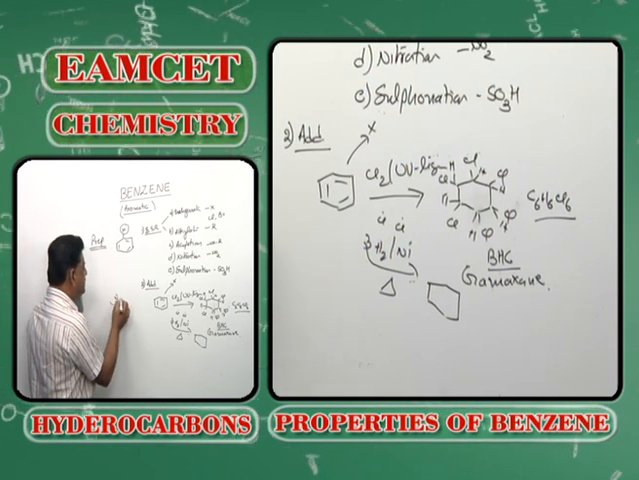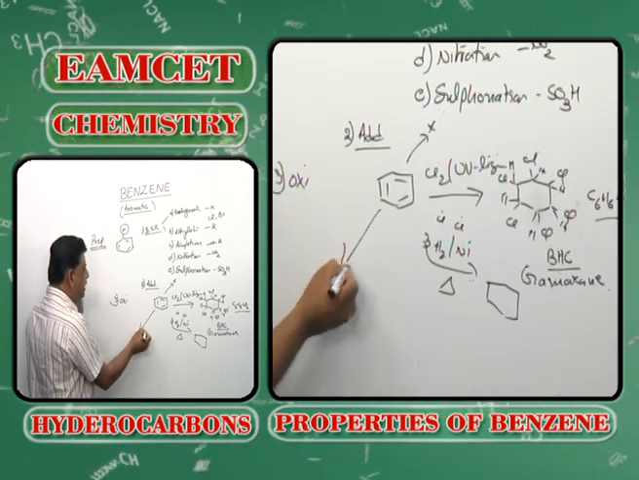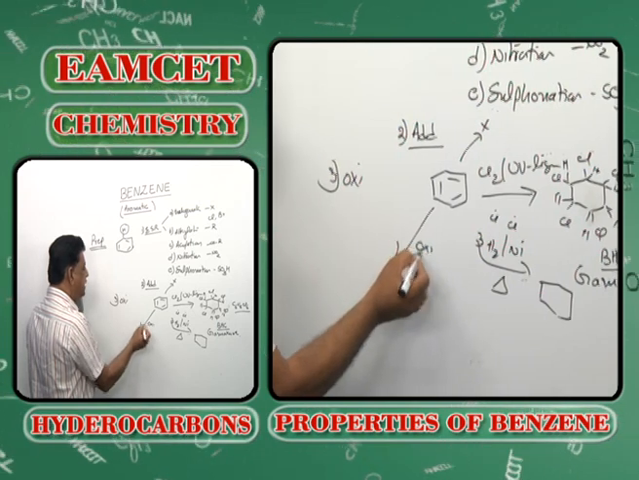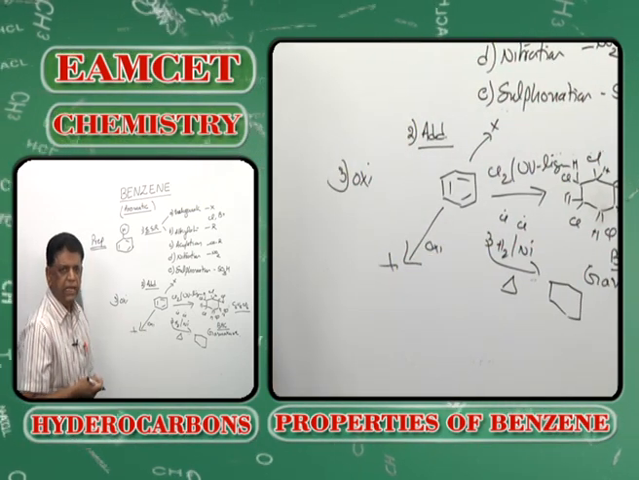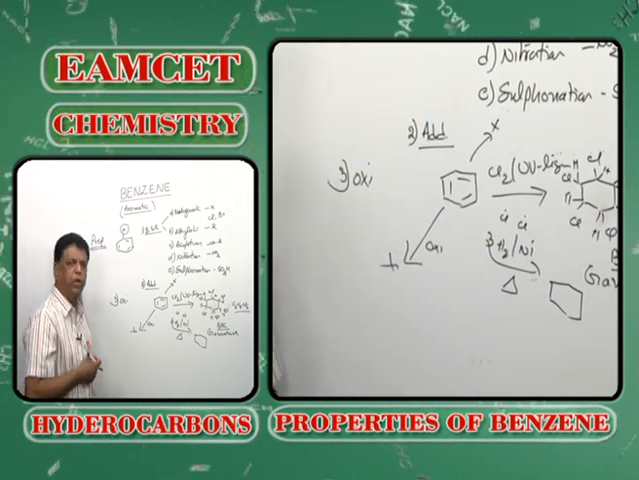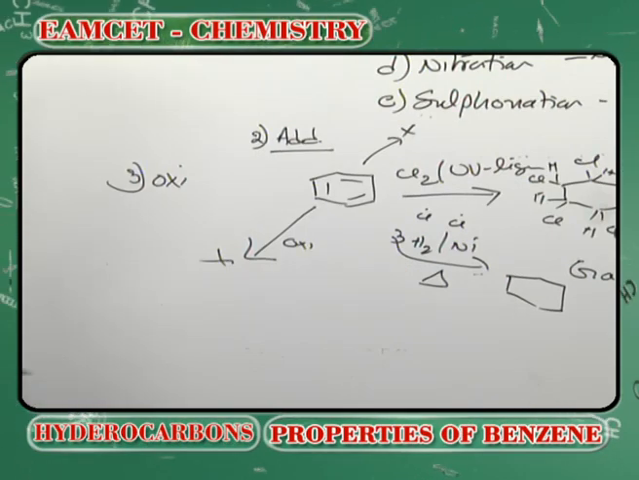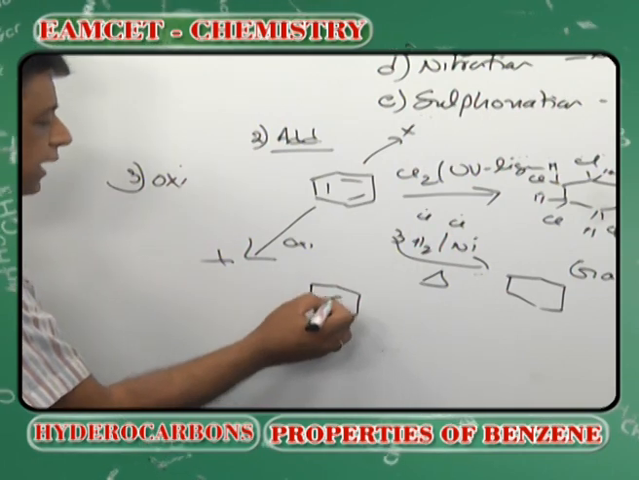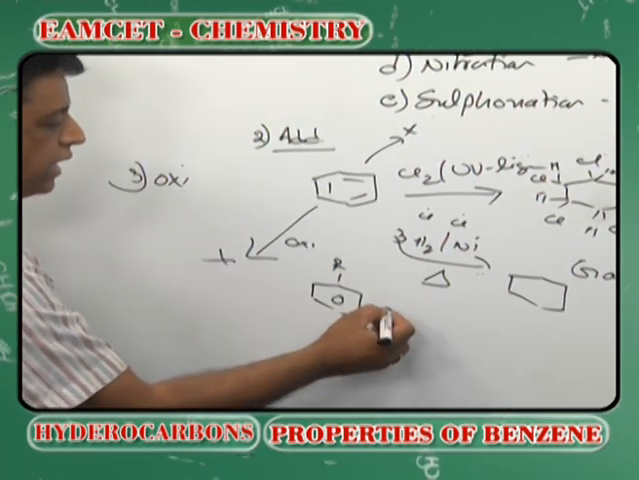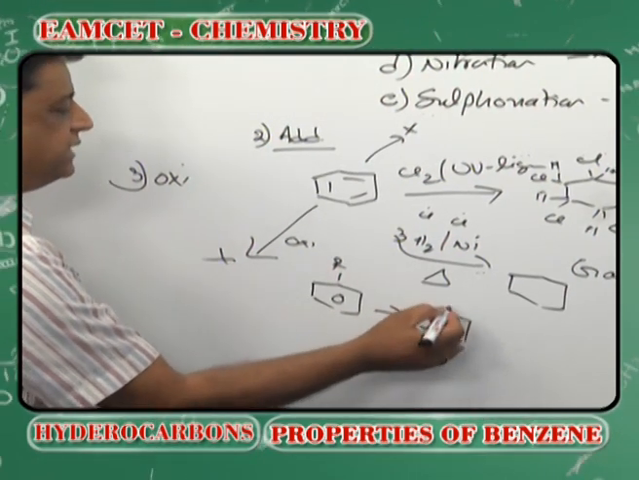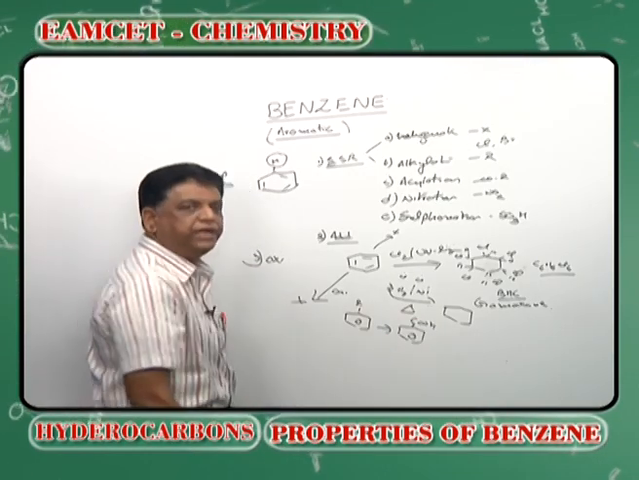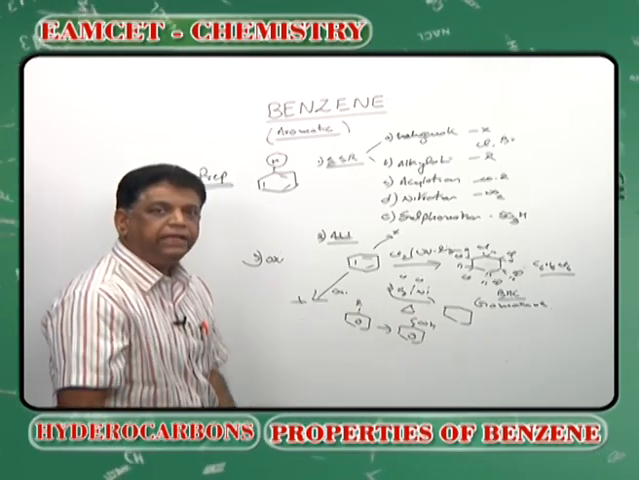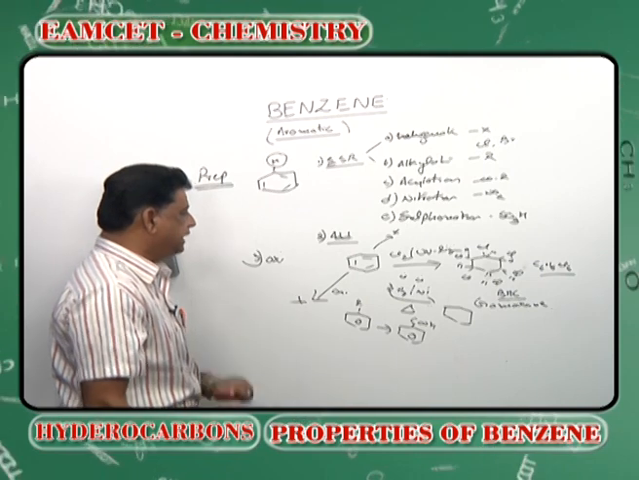The third is the oxidation reaction. Benzene, if you do oxidation, will resist oxidation, even with permanganate or dichromate, boiling with acid or base. But if a compound contains some alkyl group, as we have seen in the preparation, the group can be oxidized readily, becoming COOH. But the benzene ring resists the oxidation reaction.